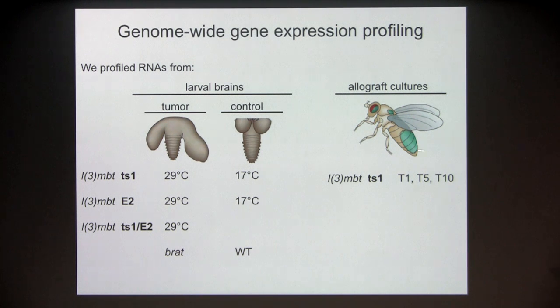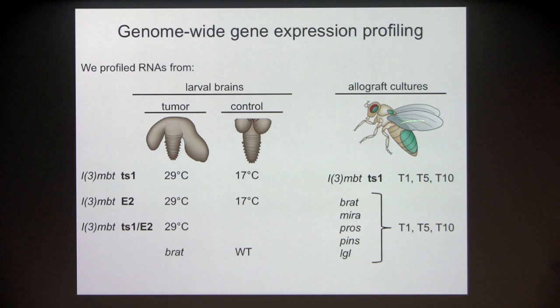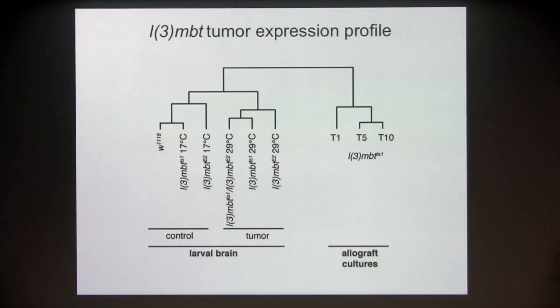Then what we do is take the tissue from the allograft cultures, and we follow these tumors in the first, fifth, and 10th round of transplantation for the comparisons. For comparison, we also have tumors that come from different origins, also from allograft cultures from the first, fifth, and 10th round, from different tumors of a different genetic origin. So when we analyzed all this MBT data, what we get is three very nice clusters.